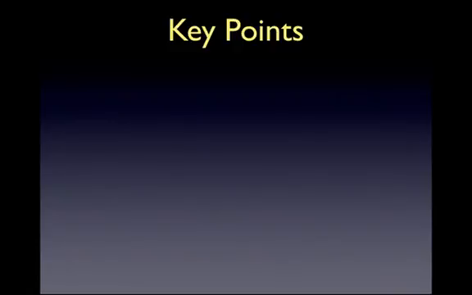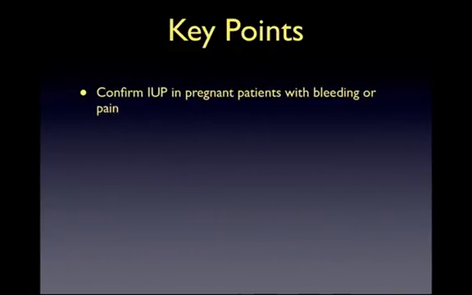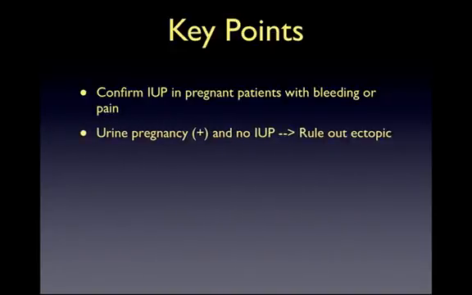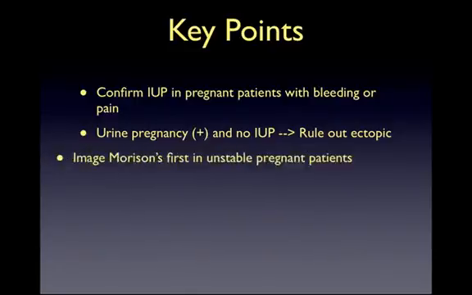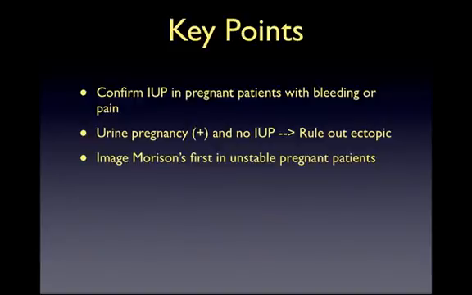In summary, key points to remember when using the transabdominal approach to pelvic ultrasound are to remember one of its primary indications, which is to confirm an IUP in pregnant patients with bleeding or pain, with a confirmed IUP being defined as a gestational sac with a yolk sac or a fetal pole with a fetal heart rate. In patients with no confirmed IUP on ultrasound, they should be managed as a rule-out ectopic until proven otherwise by confirmatory study by the Department of Radiology or GYN.